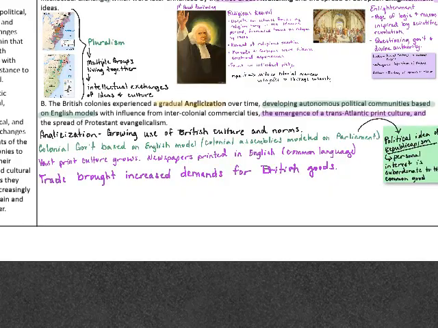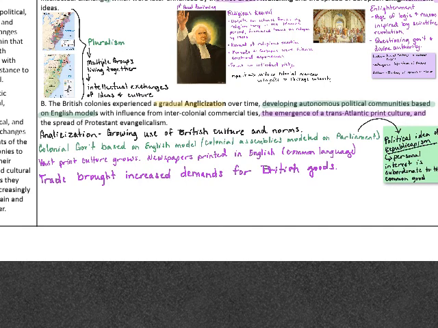kind of thing. And moving on to subtopic B, the British colonies experience a gradual Anglicization. And by Anglicization, what they mean is people are adopting more and more English culture, English language, English tradition, English products. Everyone, despite where they're from, is just becoming a little bit more English. And as they are becoming more anglicized, they are developing political communities based on English tradition, and this is just fostered by the emergence of a transatlantic print culture that we're reading in English and speaking English.